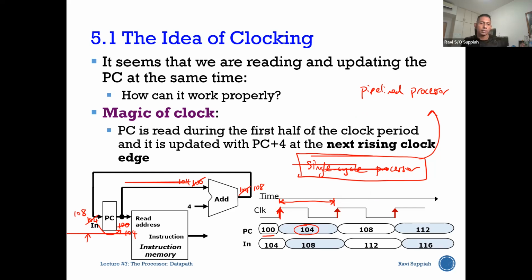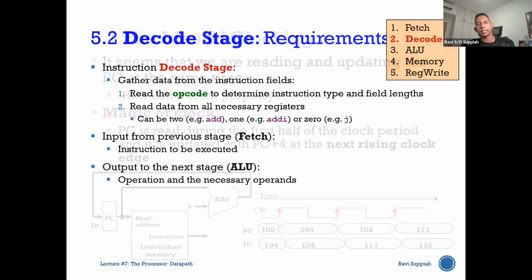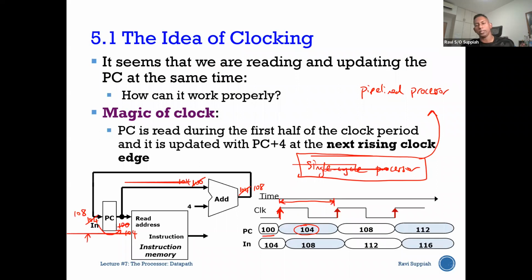But this idea of clock is basically the one that keeps everything in balance. Because only when the clock comes in, the old PC value gets updated to the new PC value, and then the new instruction gets fetched out. And even though the PC plus 4 happens, the PC plus 4 is still waiting for the next clock before it gets updated. So that is sort of the magic of how the clock works. That is the first stage, the fetching of the instruction from the memory, using the program counter.